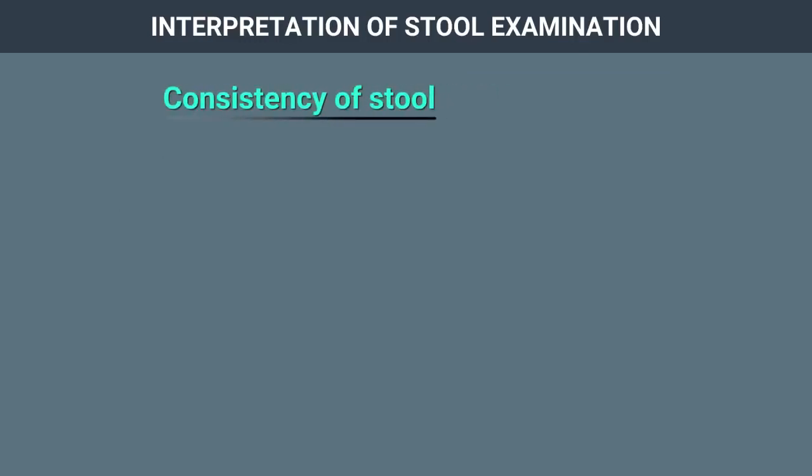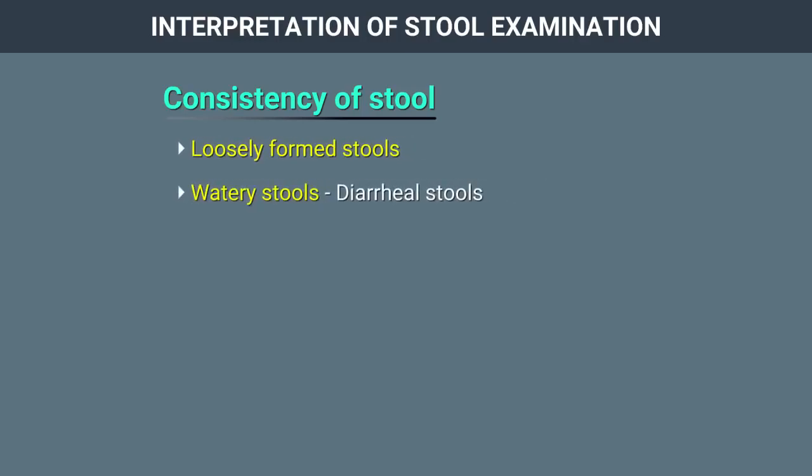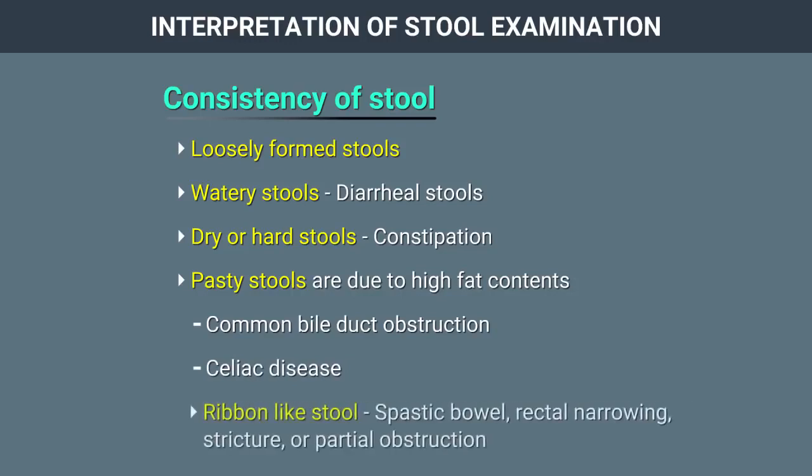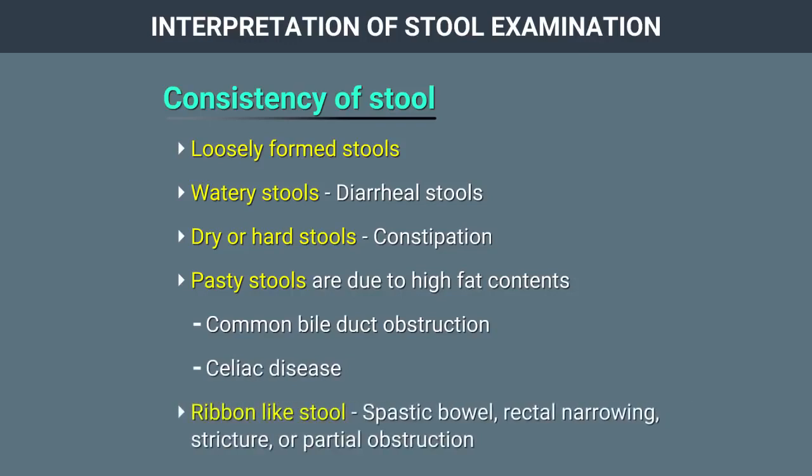Consistency of stool is described as loosely formed stools, watery stools as seen in diarrheal stools, dry or hard stools as seen in constipation, and pasty stools due to high fat contents, seen in common bile duct obstruction or celiac disease. Ribbon-like stool suggests the spastic bowel, rectal narrowing, stricture or partial obstruction.